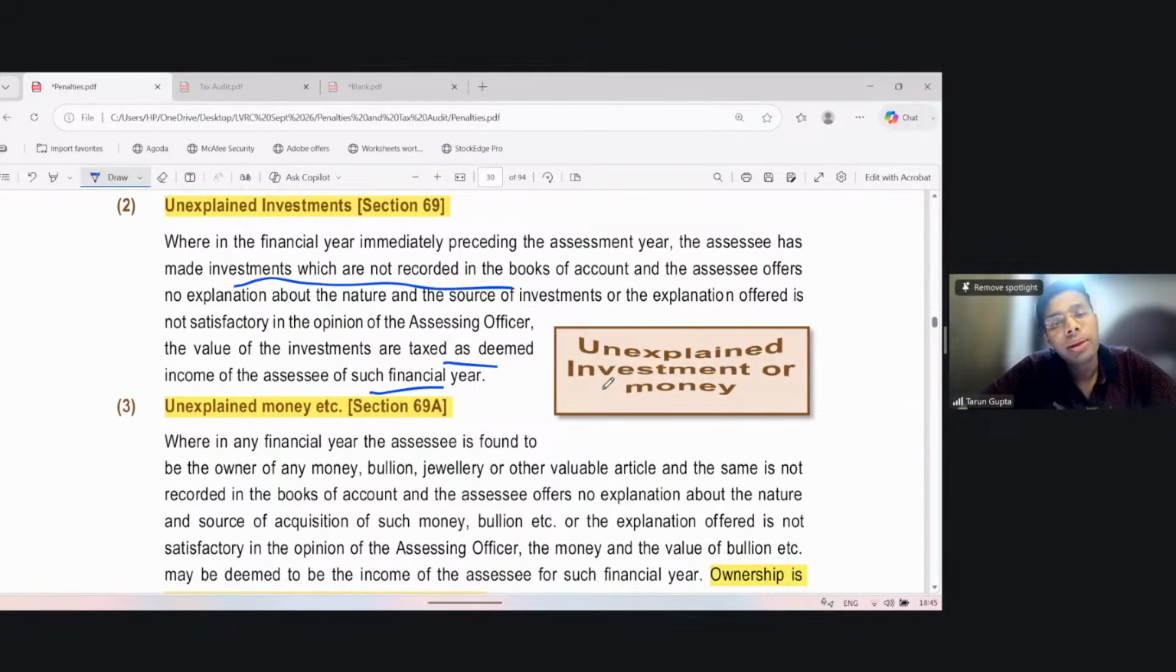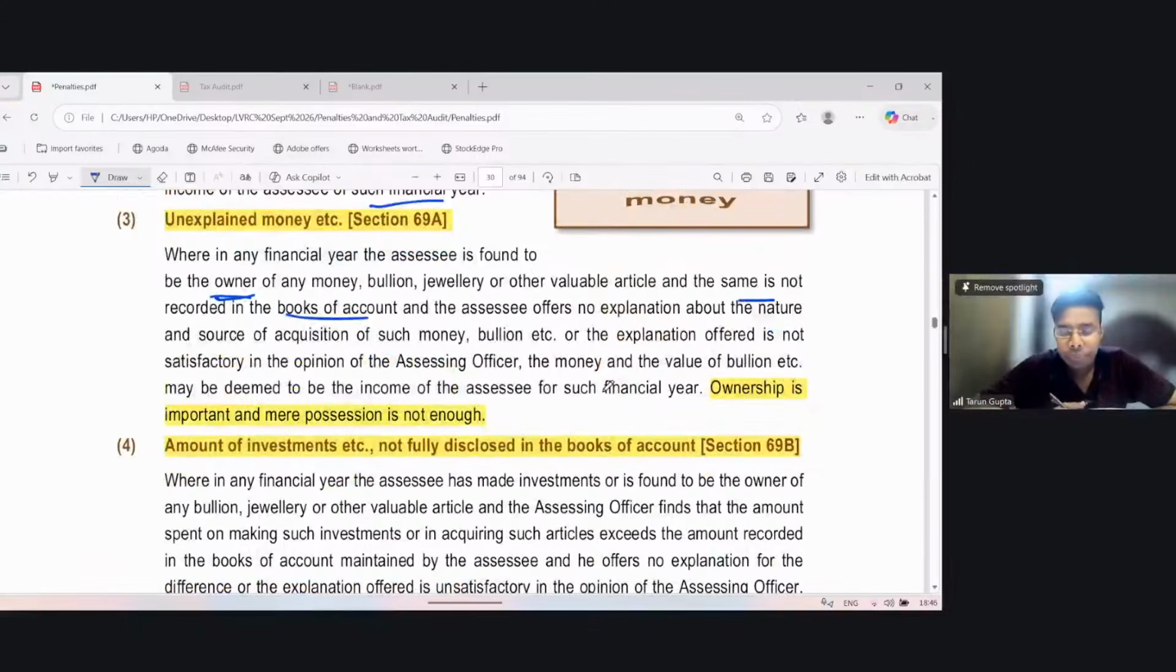Next section is section 69A, unexplained money. If the assessee is found to be the owner of any money, bullion, jewelry or valuable article, and he could not explain the nature and source of such money, bullion or article, then the fair market value of such money, bullion shall be deemed to be the income of the assessee. So when in any financial year the assessee is found to be the owner of money, bullion, jewelry or valuable article not recorded in his books of account, and the assessee offers no explanation about the nature or source, or the explanation offered is not satisfactory, then the money and the value of such bullion, etc., shall be deemed to be the income of the assessee for such financial year.